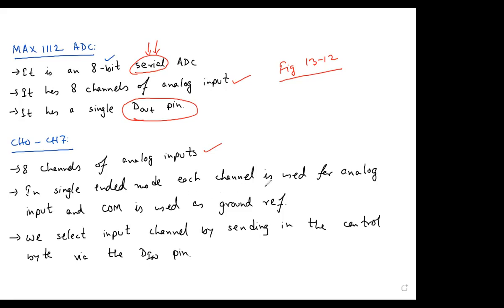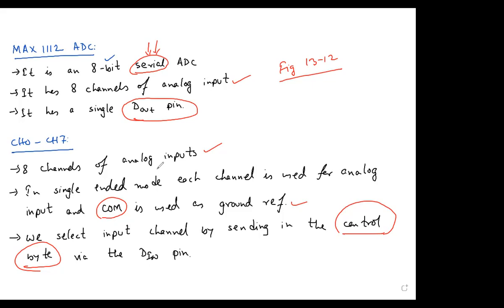In single-ended mode, each channel is used for analog input, and COM, this is another pin, is used as the ground reference. We select the input channel by sending in the control byte via the D input pin. This is something that we will discuss in detail. See, these are the 8 channels. We can select any one channel for input at a particular moment, but as with the previous one, we need to specify which channel we are going to use.